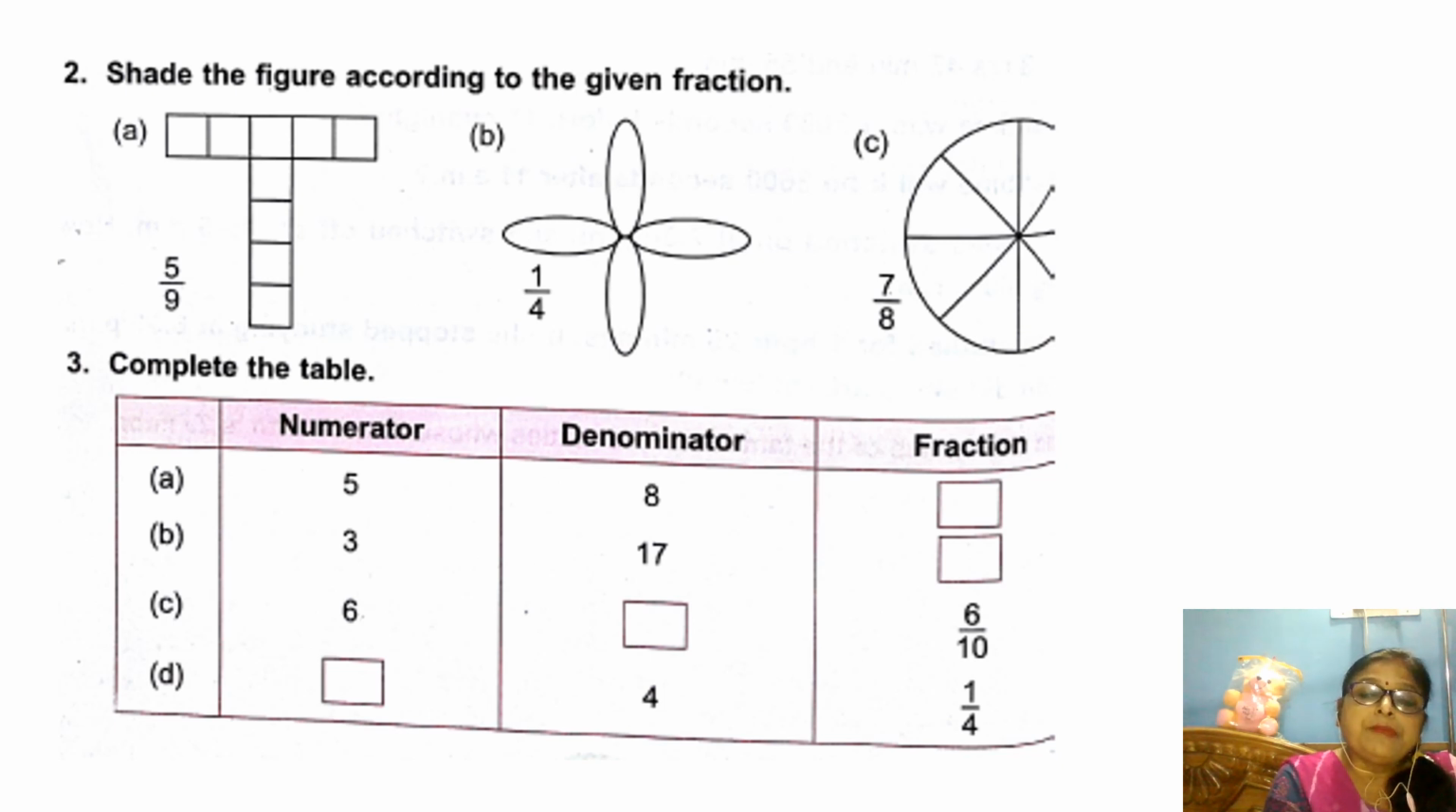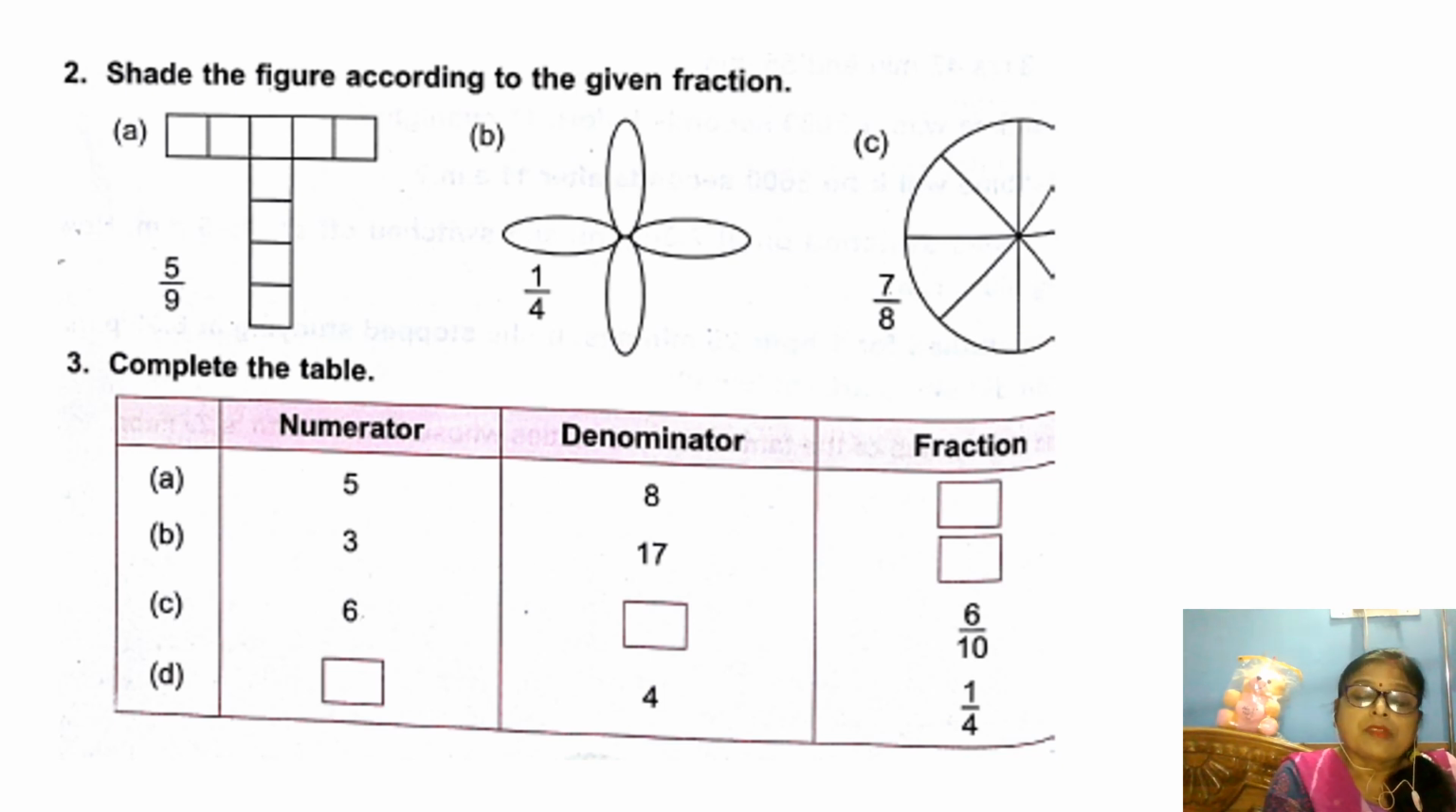Next one, complete the table. Here numerator and denominator are given. You have to write the fraction. So the first fraction is 5 by 8. Then 3 by 17. Next in question C, numerator is 6, denominator is blank and the fraction is 6 by 10. Now you have to find out the denominator. That denominator is 10.